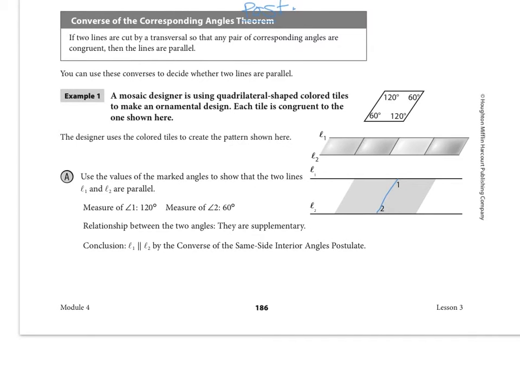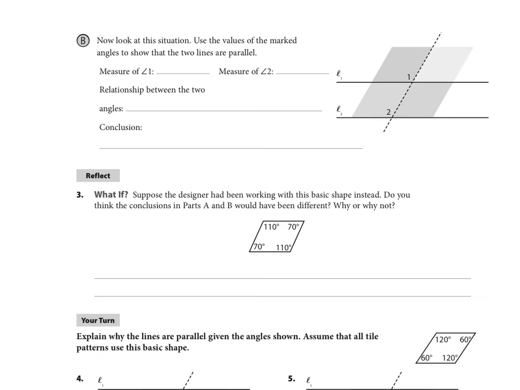Okay? So on the top of the next page, we have the same situation, but notice where the tiles are laid this time. And we're being asked to use the values that are marked here, angle 1 and angle 2, to see what the relationship might be, and therefore what is true about lines L1 and L2. So the measure of angle 1 is still that large 120 degree obtuse angle using the same measurements as on page 186, okay? And then the measure of angle 2 is also 120 degrees.